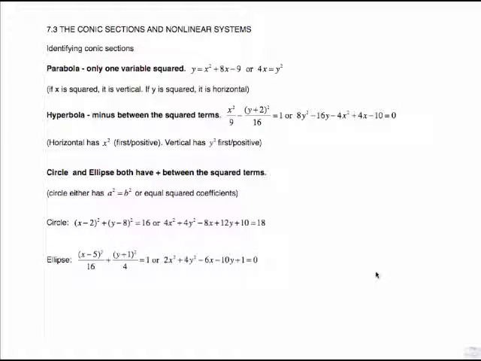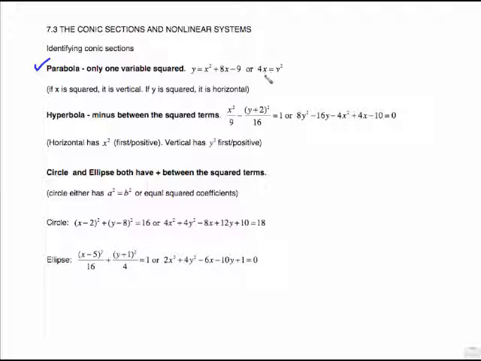This is Pre-Calc section 7.3 on the conic sections and nonlinear systems. The first part of this lesson wants you to be able to identify the four types of conic sections based on their formulas. So instead of looking at these in the order in which they were taught, let's look at easy things like parabola. Parabola is the easiest one to identify because it only has one variable squared, either x squared or y squared.